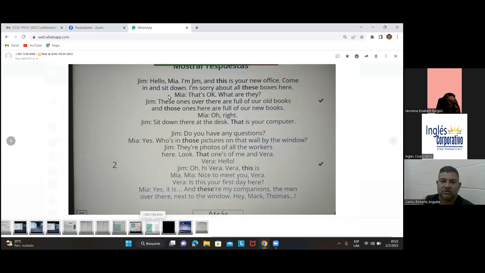Our old books. And those here are full of our new books. Let's see. Mia? Mia, oh, right. Sit down, there are the desks. That is your computer. Do you have any questions? Yes, who's in those pictures on that wall by the window? They are photos of all the workers. Look, that one's of me and Vera.